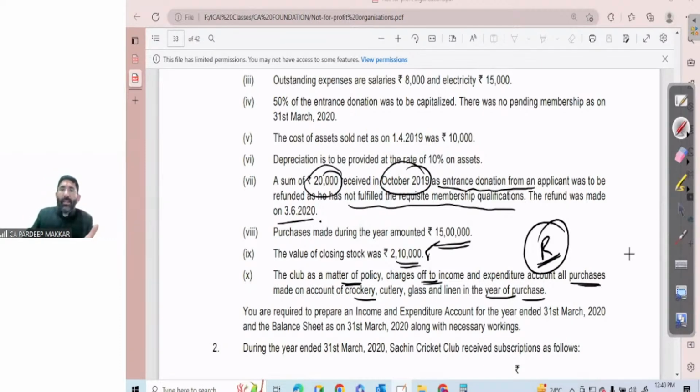But he says all purchases charges, meaning write off, treat it as an expense. All these will be entered as an expense in the same year. So you have to prepare income and expenditure account and balance sheet. This is the most lengthy and the biggest question you may assume. Okay.